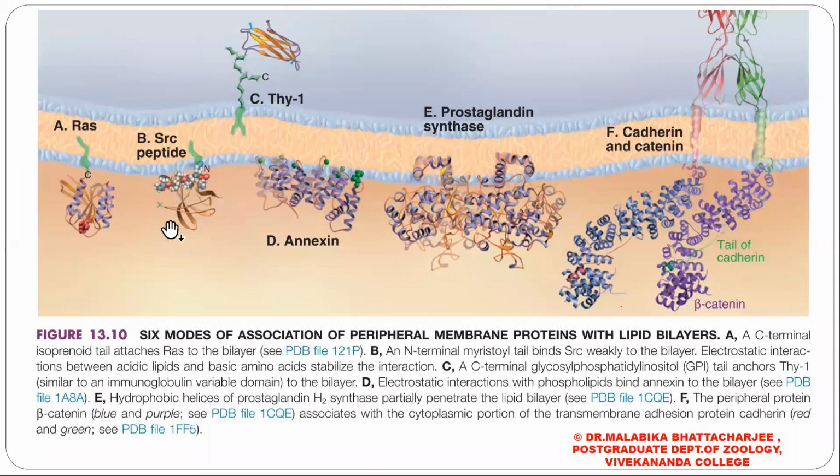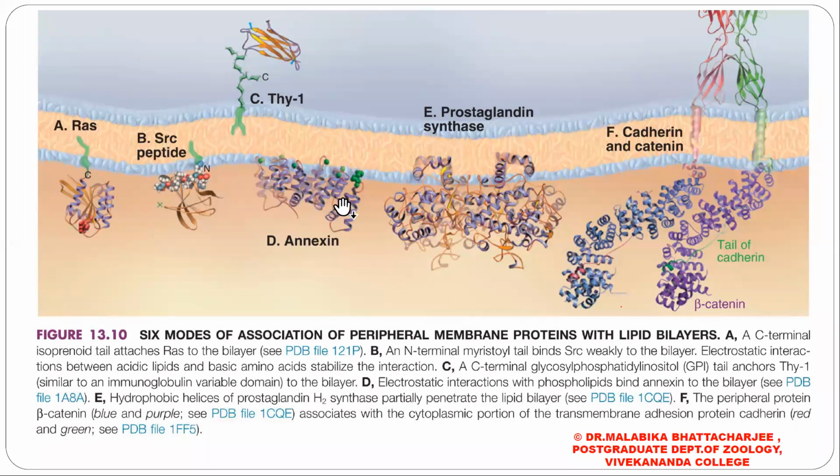Now this is the SRC. When we will be doing signaling molecular cascades, we'll again study this protein. So this is the SRC peptide. It is attached to the membrane by an N-terminal myristoyl tail. So we have an N-terminal myristoyl tail by which SRC is attached to the bilayer. There is electrostatic interaction occurring between the acidic lipids and the amino acids.